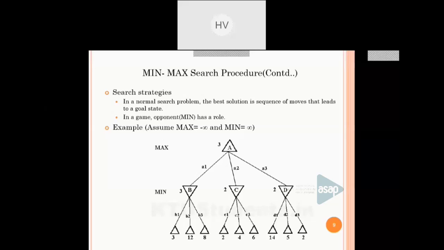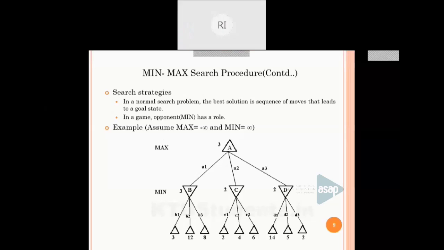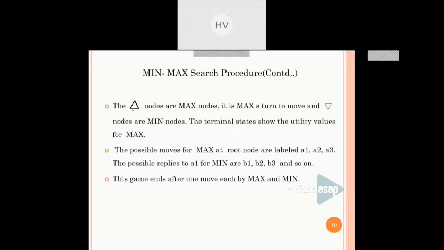See, next you have to compare. You got 3 resulting values, 3, 2 and 2. So the maximum of these 3 values is 3. So you got the value 3 at the root node. That is, A got the value 3. Hope you understood this example. Now we shall move to the next slide.